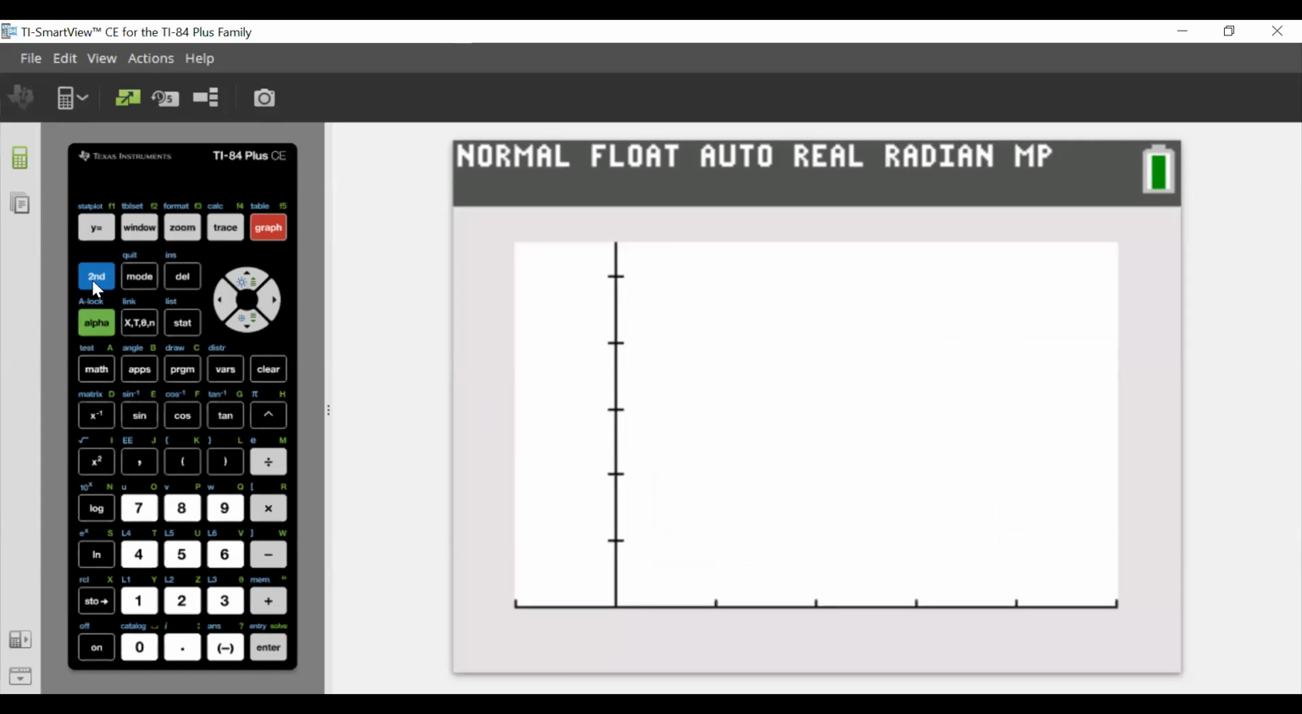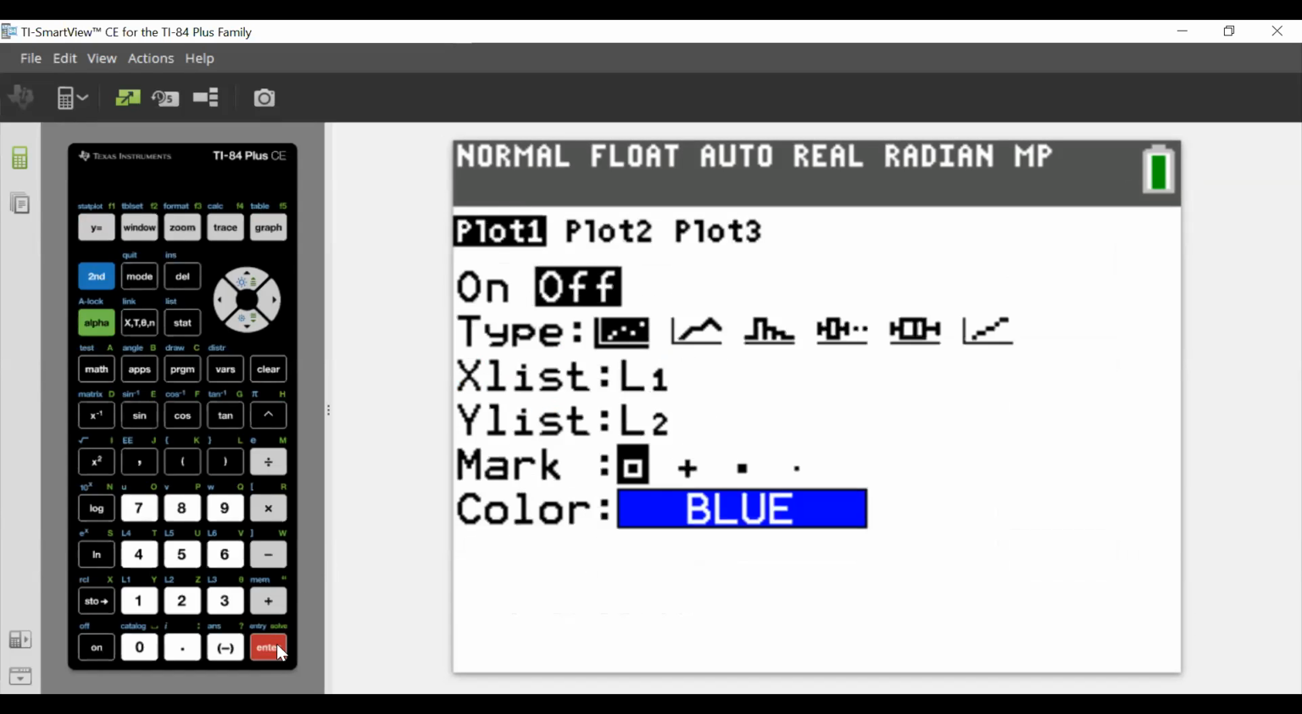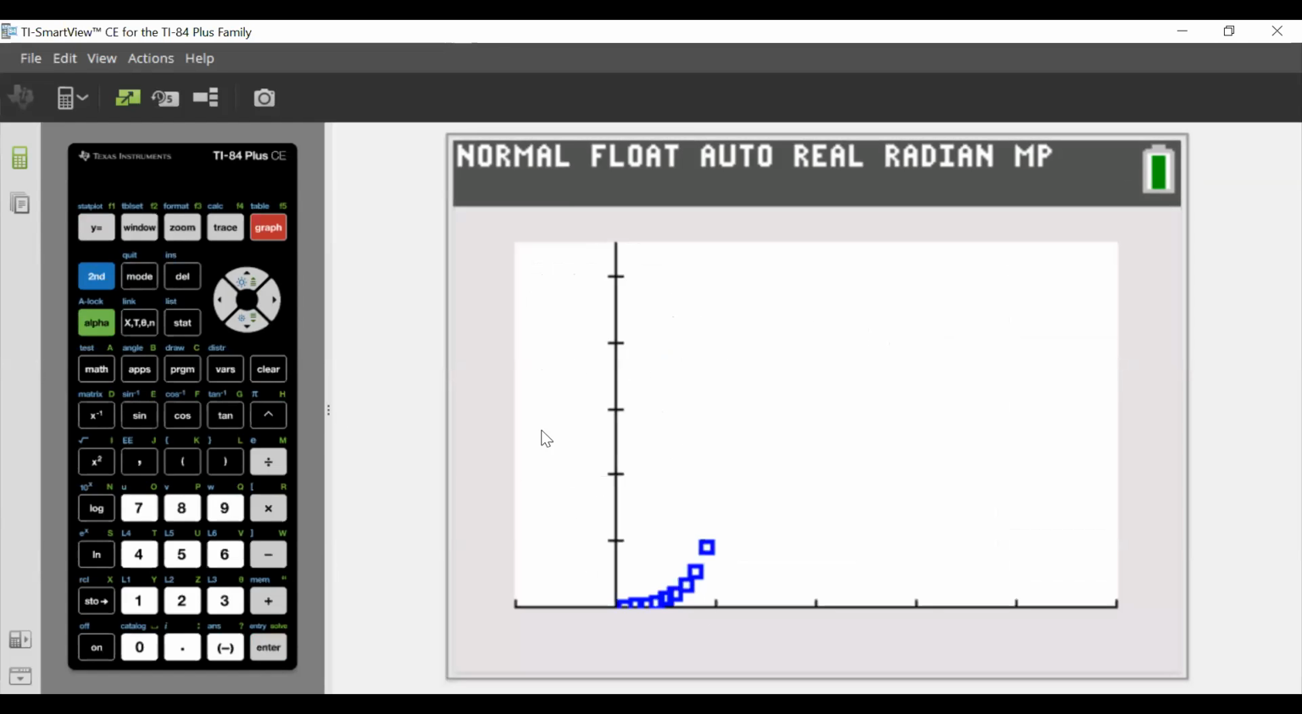Well, the only way you can plot points is hit second stat plot. So we have to turn on the stat plot. And so you hit enter once you get to plot one. And I want to turn it on, so I hit enter again. And then I can say graph. And so now we can see the graph.